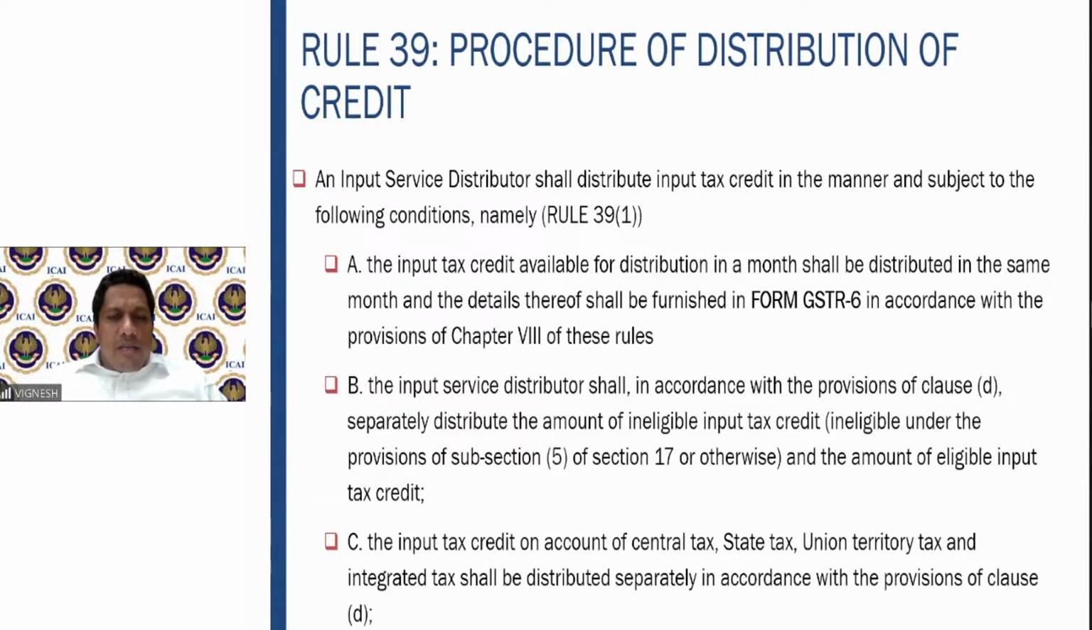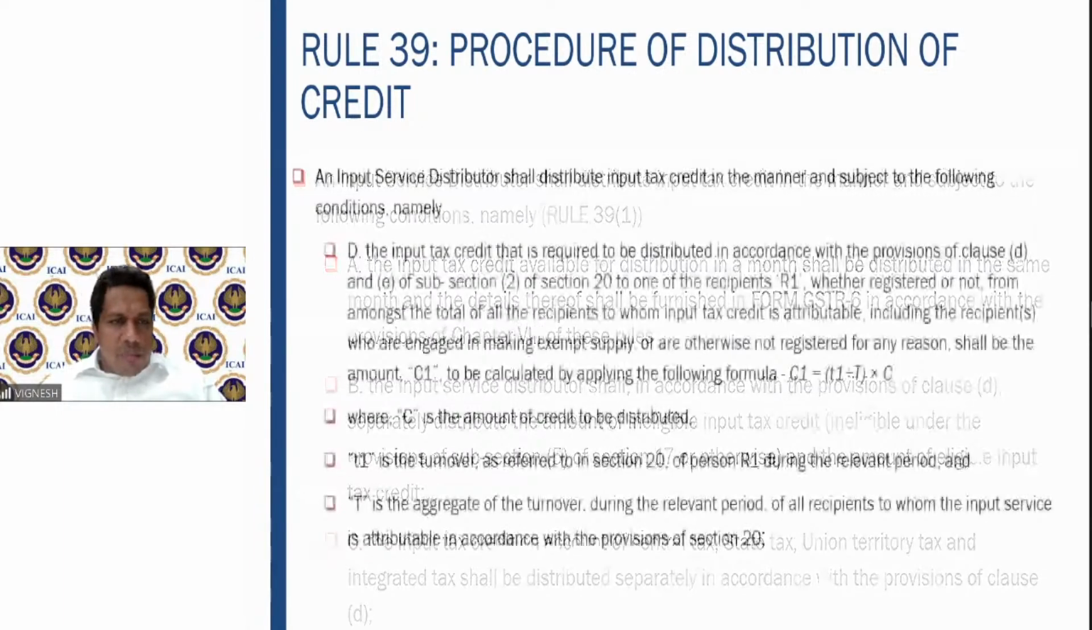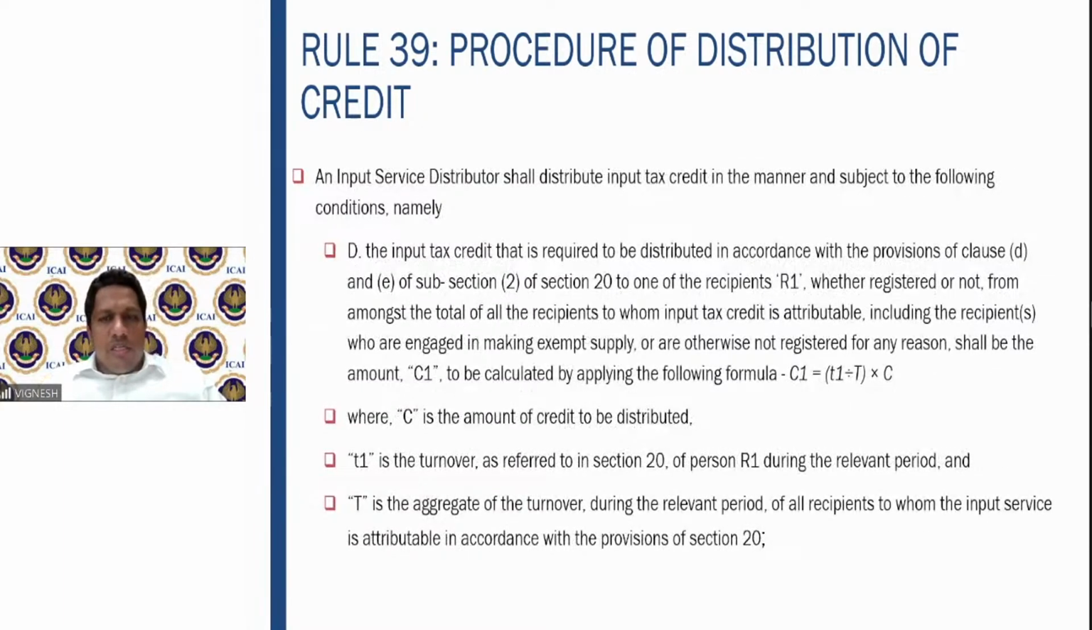Then the input tax credit on account of the central tax, state tax, etc. shall be distributed separately in accordance with the provisions of clause D. So we have seen how the distribution happens in the previous session. So what does clause D say? There is a particular formula which is given.